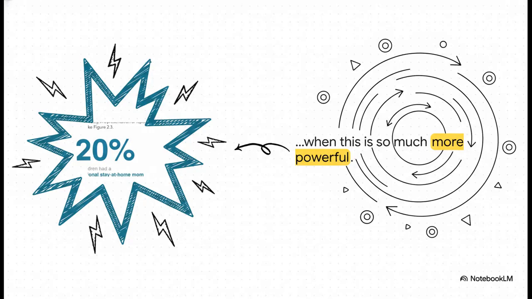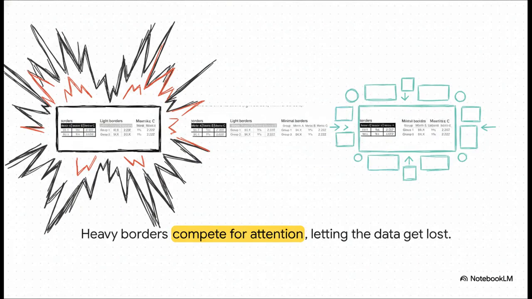And bam, look at the alternative. By just making that key number, that 20%, the hero of the story, and putting the context right there beside it, the message is so much clearer, it's faster, and it just has way more punch. It's direct, it's confident, and you can't possibly misinterpret it. Okay, next up in our toolkit, tables.